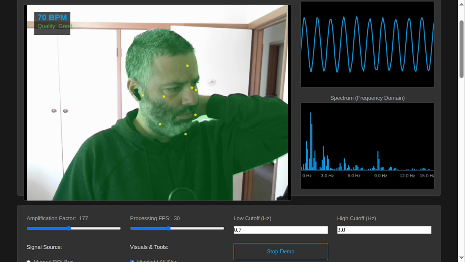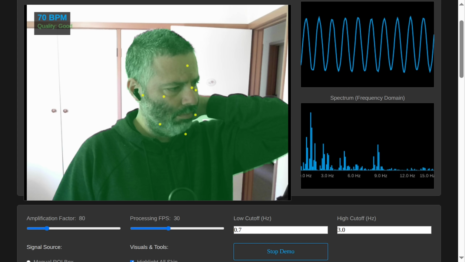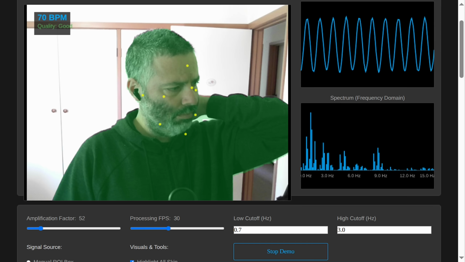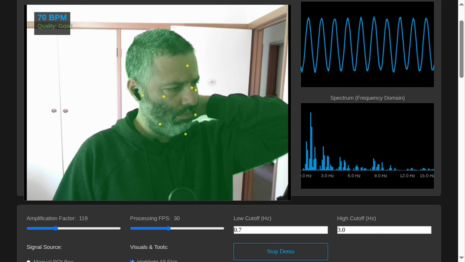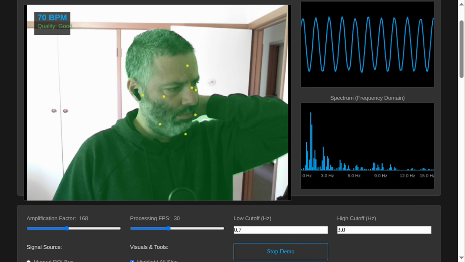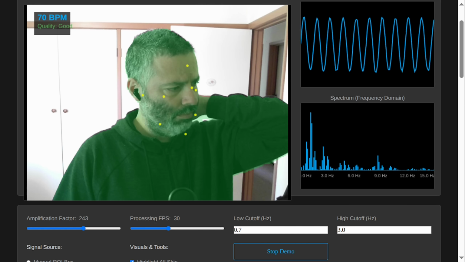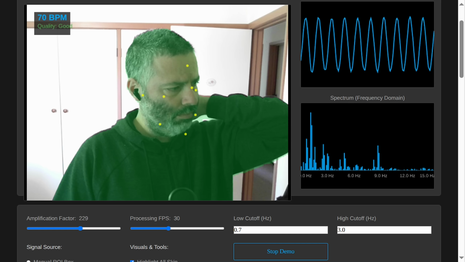So break it down for me. Why green? Do you have a thing against the other primary colors? It's because hemoglobin, the protein in your blood that carries oxygen, absorbs green light. So when your heart pumps blood into your face, the capillaries flush, absorb more green light, and reflect less of it. The camera sees a tiny dip in the green channel. We just grab that dip and turn it into a tidal wave.